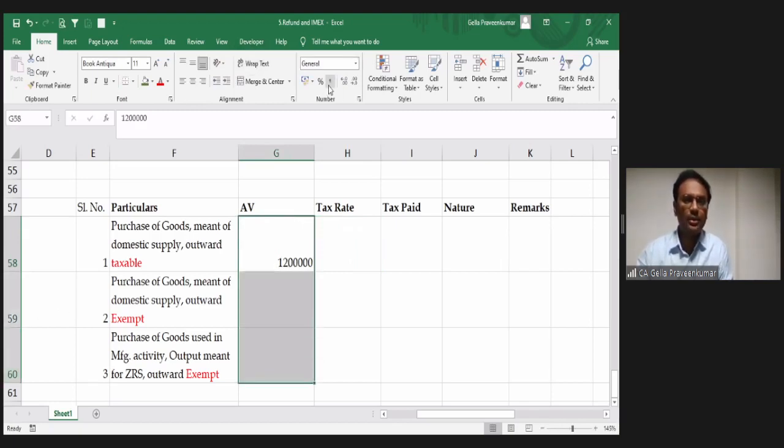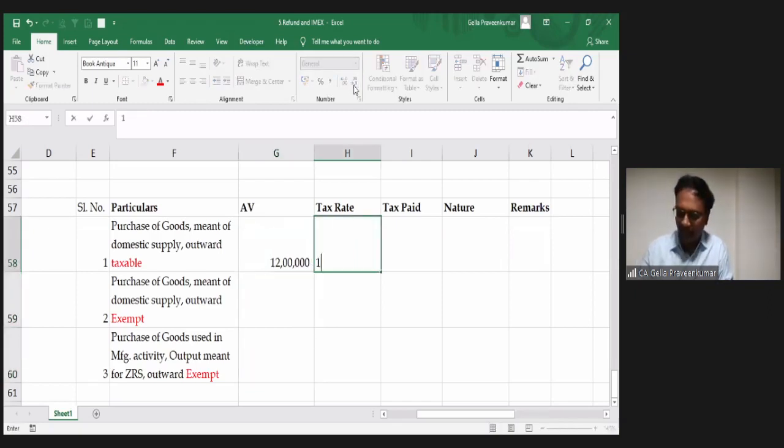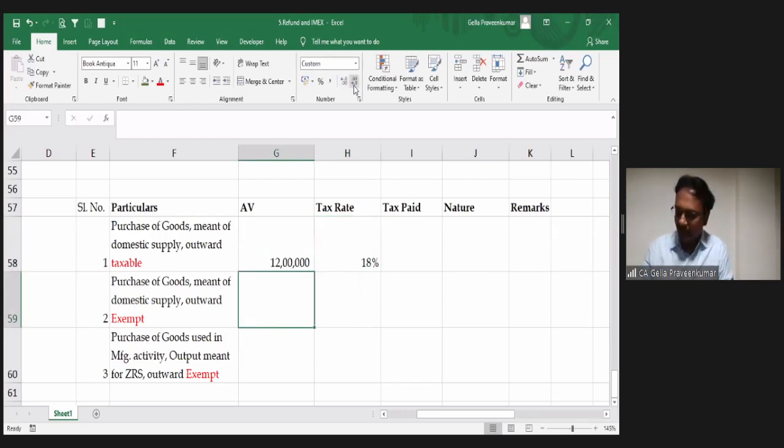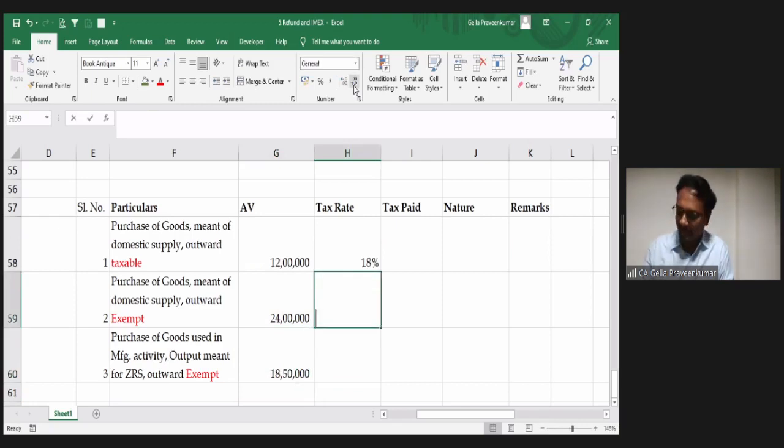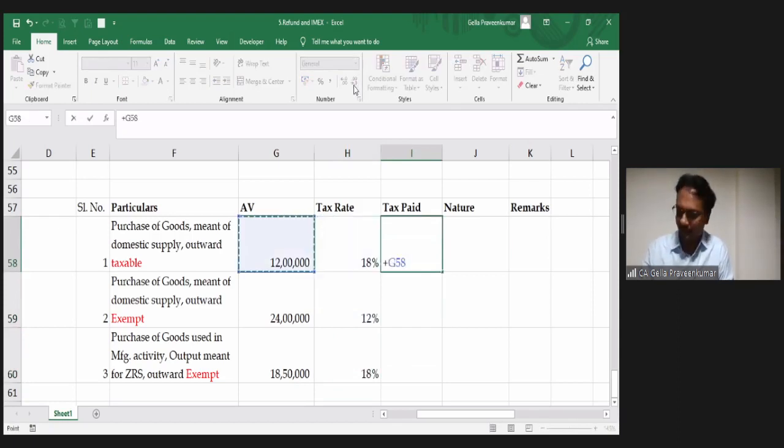I'm purchasing goods worth 12 lakhs. Say it is taxable at the rate of 18%. I'm purchasing goods worth 24 lakh. Here I'm purchasing goods worth say 18 lakh 50,000. This is taxable at 12% and say this is taxable at 18%. Now, tax paid.